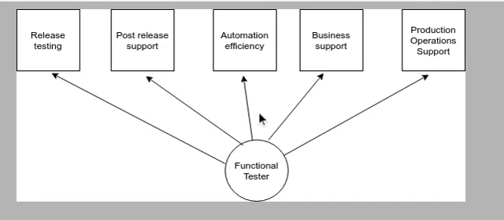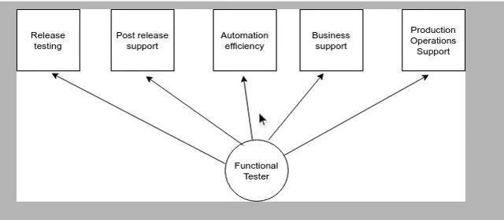So as you can see, a functional tester supports the release testing. That is the foremost thing which he is supposed to do. That is his BAU, at which he needs to be great. There should be no prod leakage on the defects, and the product should be stable.